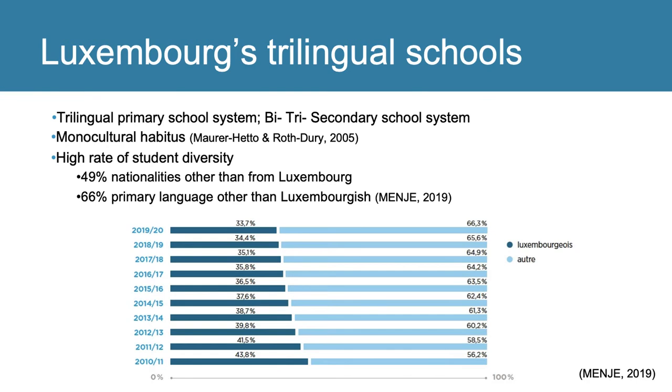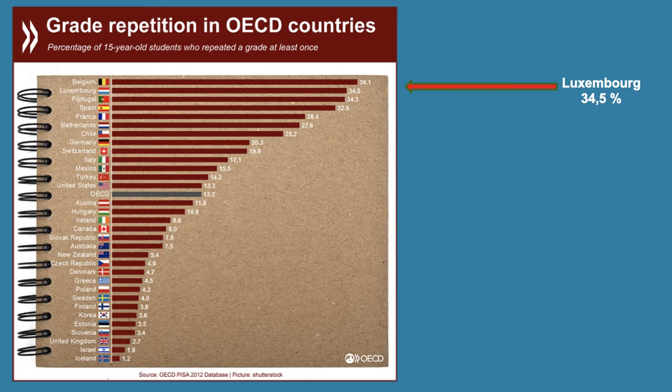This slide illustrates data regarding grade repetition in OECD countries, and Luxembourg has one of the highest percentages of students repeating at least 1 grade of school, with a large percentage of these students being students who do not speak the languages of instruction in the home.